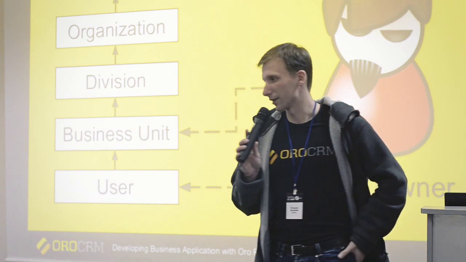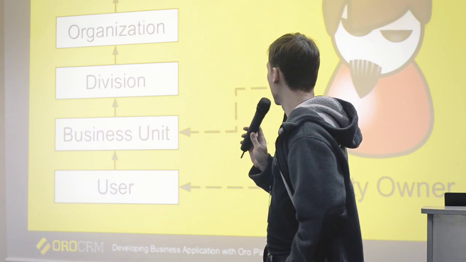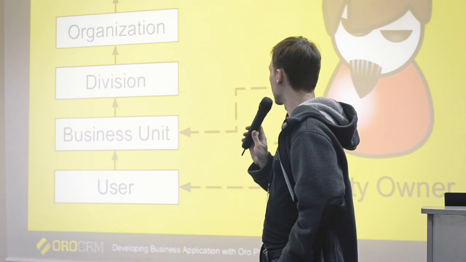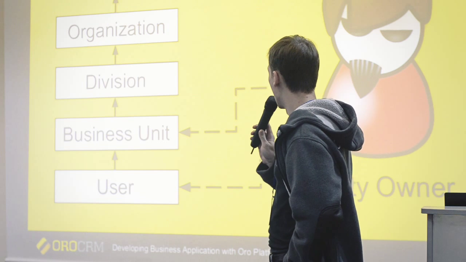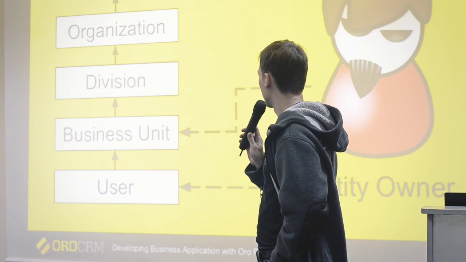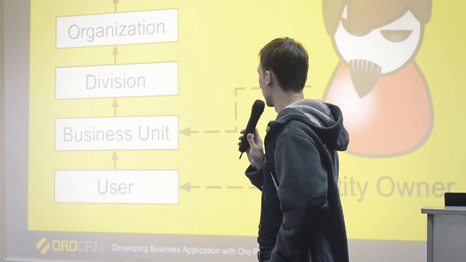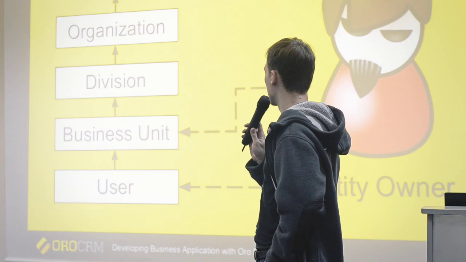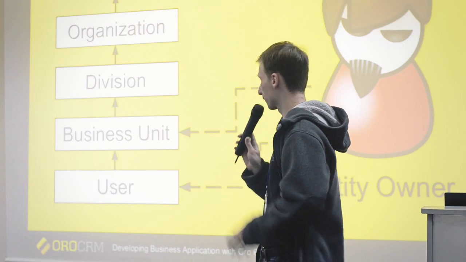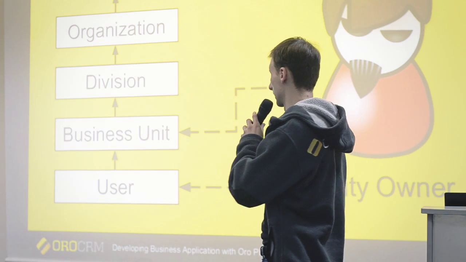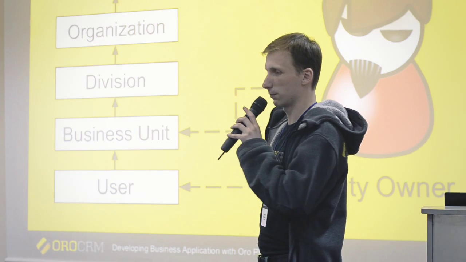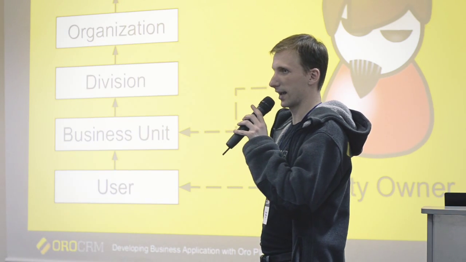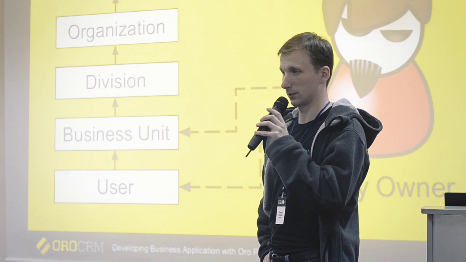And security, another interesting thing. We thought a lot about the security cases in business applications, and finally we decided to use the following model. We have five levels of security permissions. These are system, organization, division, business unit, and user. Let me explain using an example. Let's assume that you're working in a really big company and there are some people who want to have access to anything and everywhere, for example, some administrators.